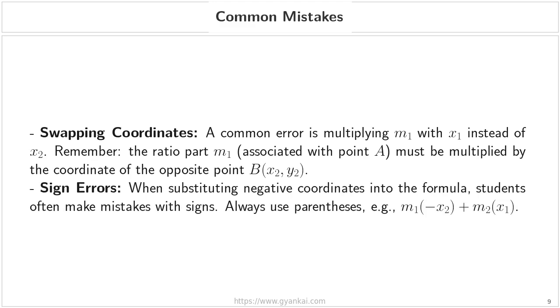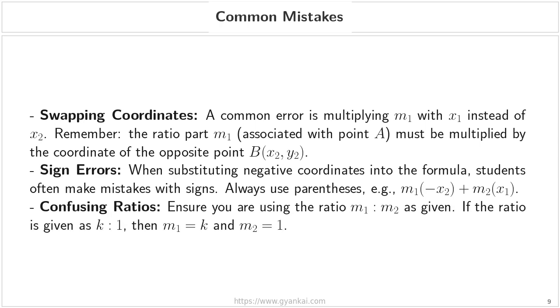Second, be extremely careful with sign errors. When you are dealing with coordinates that are negative, it is very easy to lose track of a minus sign during the addition or multiplication process. To prevent this, I highly recommend always using parentheses when substituting values. For example, instead of writing it loosely, write it as m1 times negative x2 plus m2 times x1. This keeps your work organized and clear.